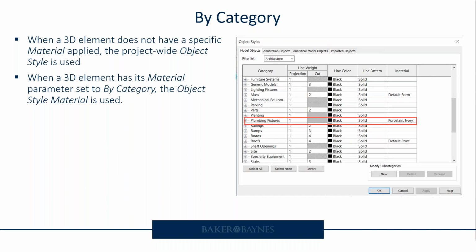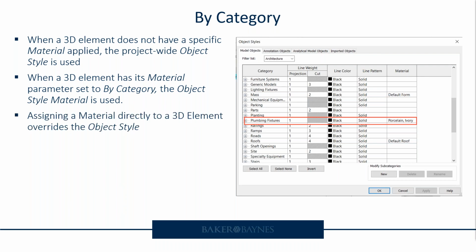So just to show you guys an example, for instance, plumbing fixtures, if the material is set by category and also a material assigned, here, for instance, porcelain, it means that all of your plumbing fixtures will have this material assigned to it.